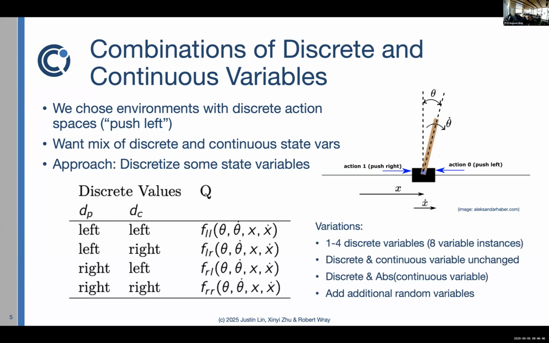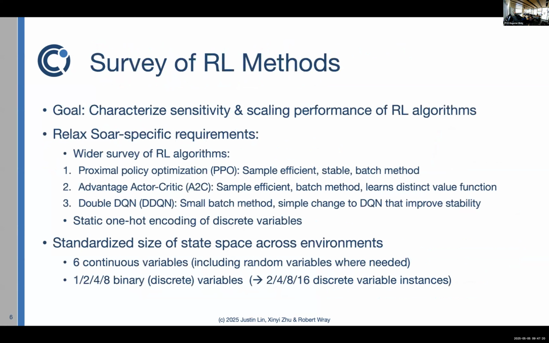And then there are lots of variations that we looked at. So one is, with cart pole, I can easily take up to 4 discrete values, and 8 variable instances for each of those. I can take the discrete variables as they exist, or I can manipulate them in some places. The obvious manipulation here, if I have left and right, would be to take the absolute value of them. So that's what we did. And then I can also add random variables, and we're going to add random variables so that when we look at different domains with different numbers of variables, we can try to compare them.